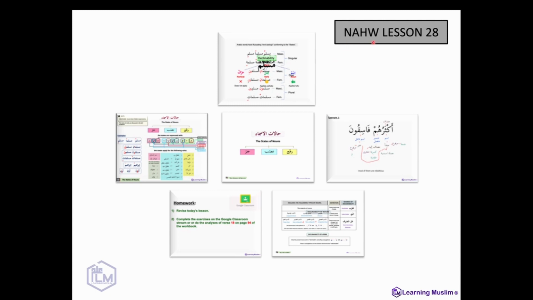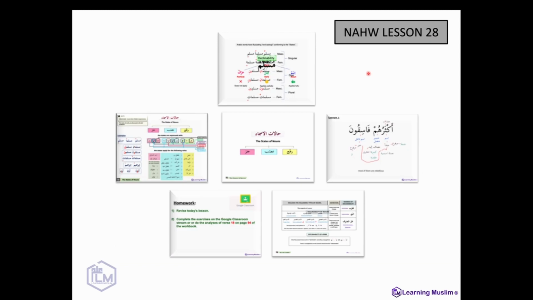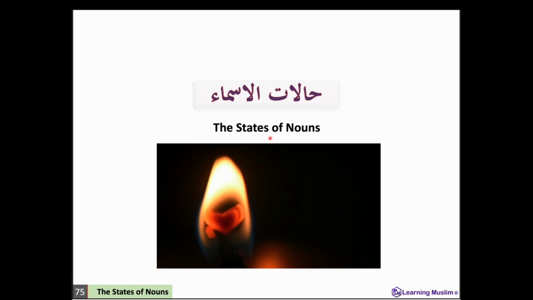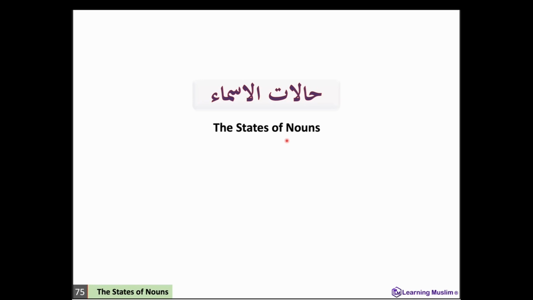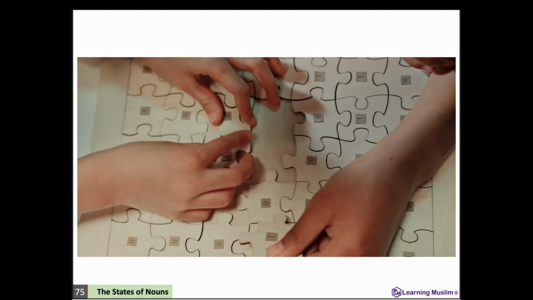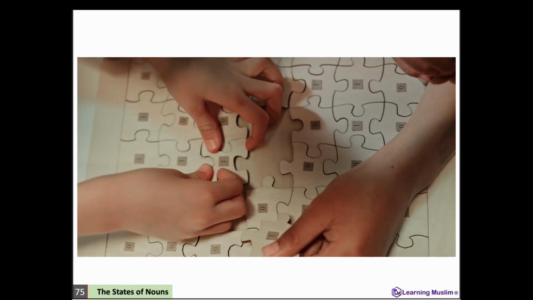This is Nahw lesson 28. This will be our final Nahw lesson in this series. In this lesson, we discuss حالات الاسماء, the states of nouns. This concept is at the heart of Nahw Arabic grammar, and that is because it allows us to put together exactly all the different parts of a text such that it gives us a complete meaning.